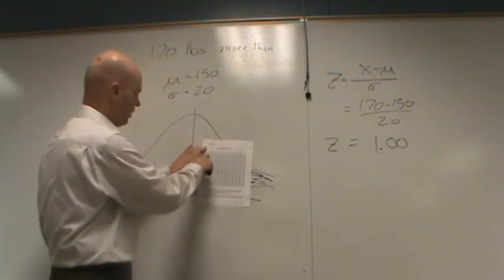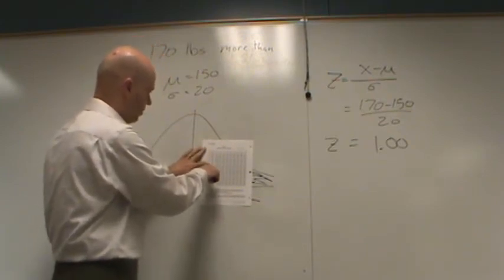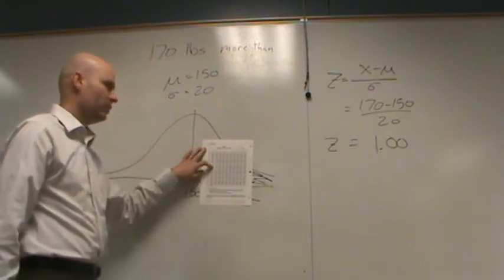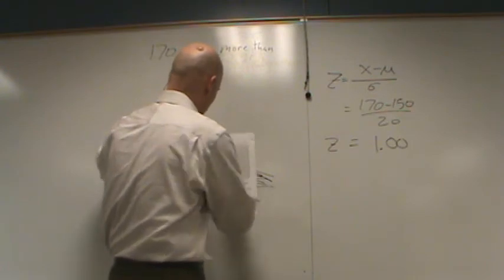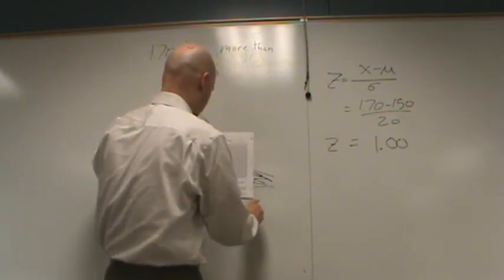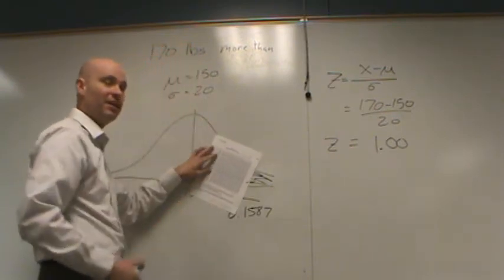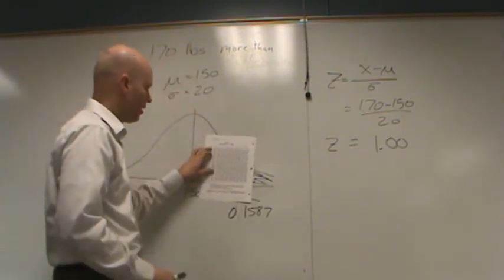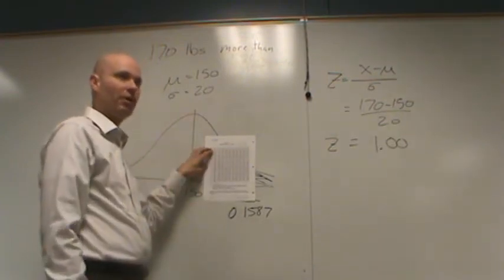So what we're going to do is come down this until we find 1.0, come across to 0, 0, and we're going to see the number 0.1587. We're not done yet, I said the lower 0.1587 necessarily, because we need to check to make sure our picture matches the one that's in the book.